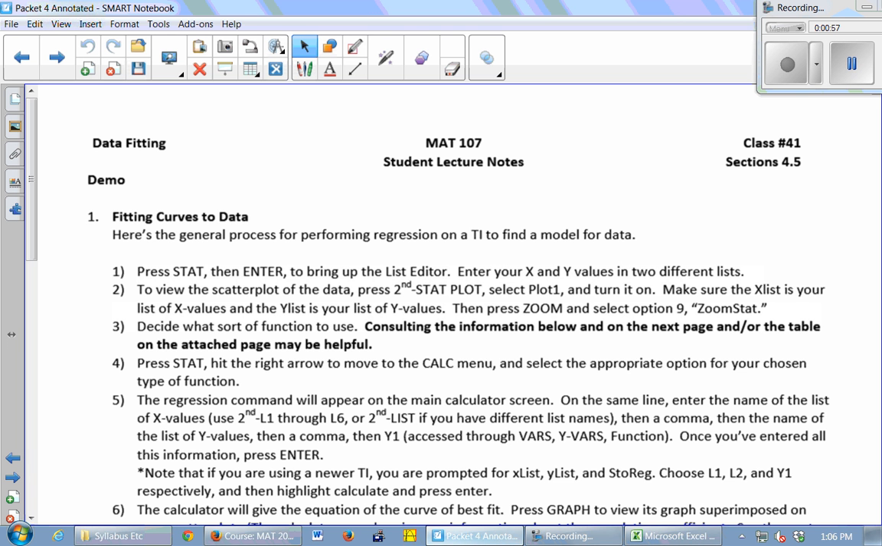So we're going to talk about data fitting. I've written out the general process for you for how to perform regression on a TI. We've done this twice before. We did it with linear regression and with polynomial regression. But now we have several other kinds of functions that we know about: exponential functions, logarithmic functions, and logistic functions. We didn't talk very much about them. We introduced them last class. Logistic is the one that increases and then levels off at a carrying capacity.